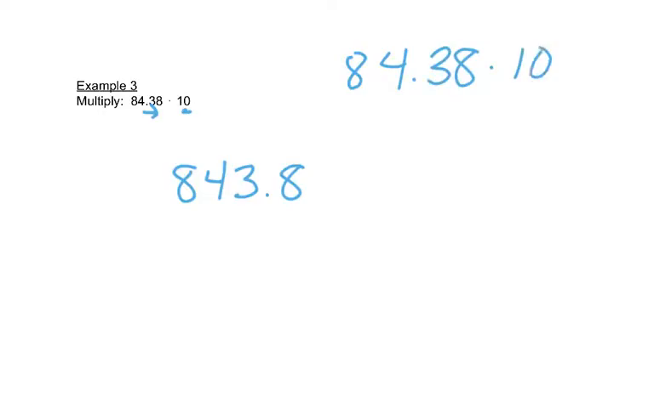So this is 84 and 38 hundredths times 10. Now you can type this into your calculator, but what I really want to talk about is when we multiply something that's a power of 10, then it just is moving the decimal place. This 10 has 1 zero, so it moves the decimal place one place to the right. So our answer will be 843 and 8/10. If this problem was times 100, because there's 2 zeros, it would move the decimal place 2 places to the right, and we'd end up with 8,438.